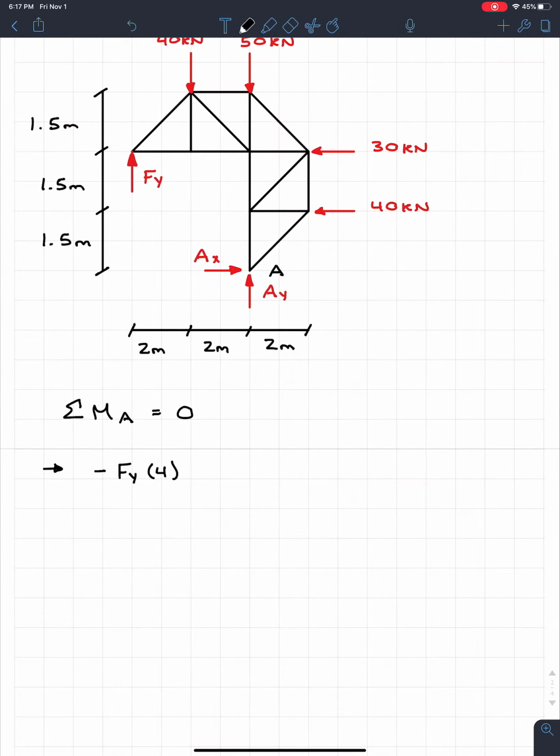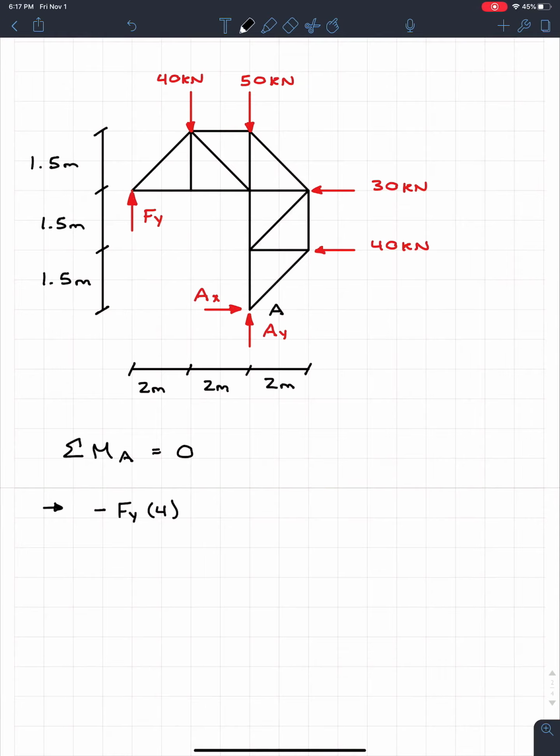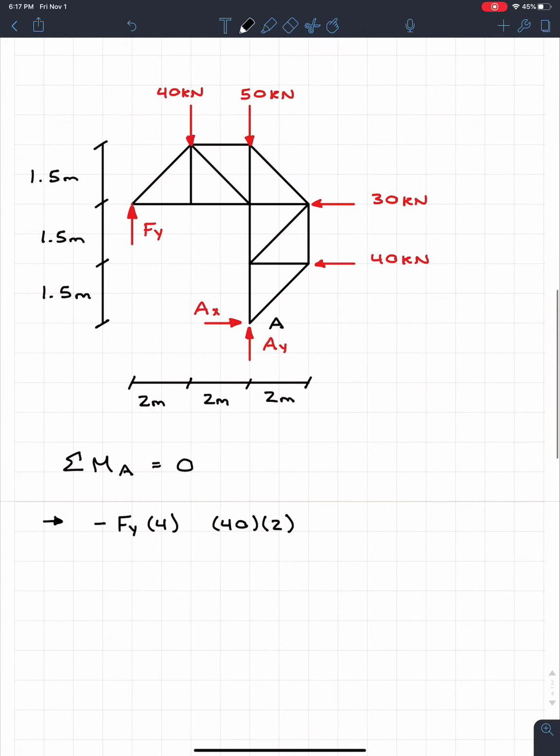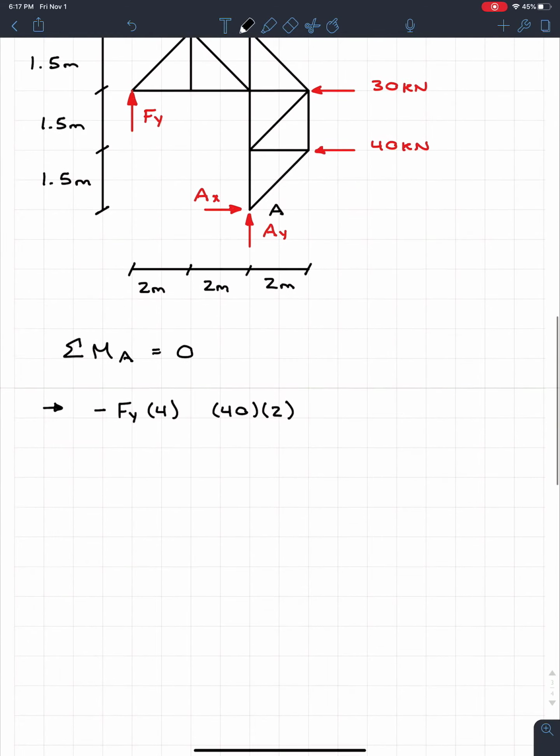Moving on over, we know that the 40 kilonewtons will also create a moment. So we're going to have 40, and it acts at a distance of 2 meters. If I hold my pencil at A and push down on the left side of it, we're going to see it's going to start rotating counterclockwise, so this is actually going to be a positive moment.